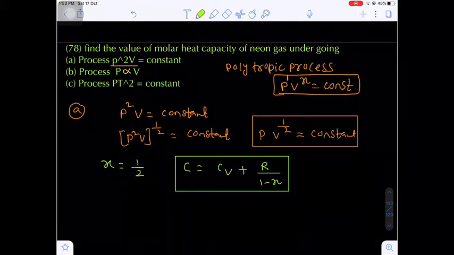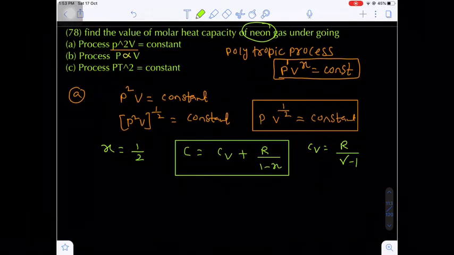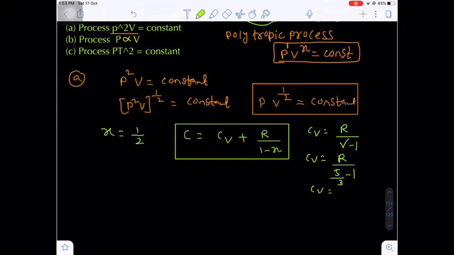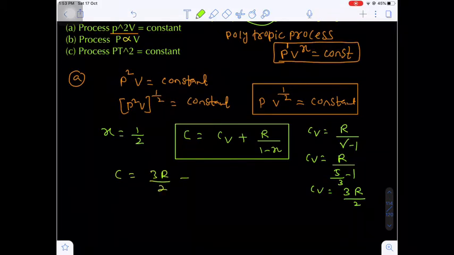From here, what will be the Cv? Cv is nothing but R upon gamma minus 1. What is the gamma? In the question, it is given neon gas. Neon is a monoatomic gas. For a monoatomic gas, the gamma value is 5 by 3. Are you getting my point? So from here Cv is equal to 3R by 2. So the molar heat capacity C equals Cv, that is 3R by 2, plus R upon 1 minus x.